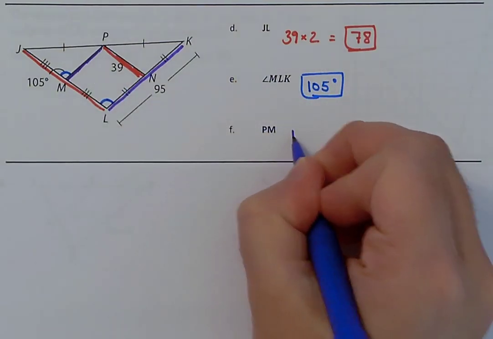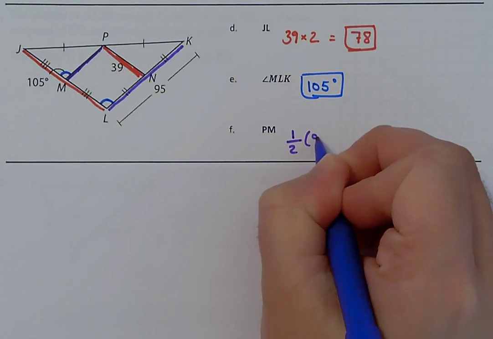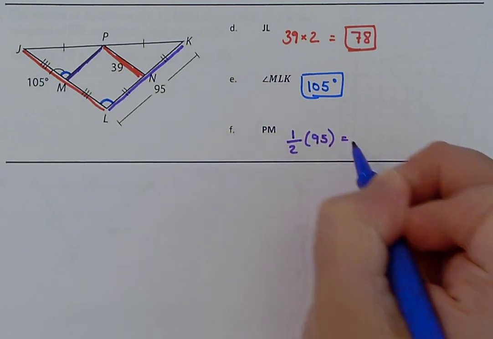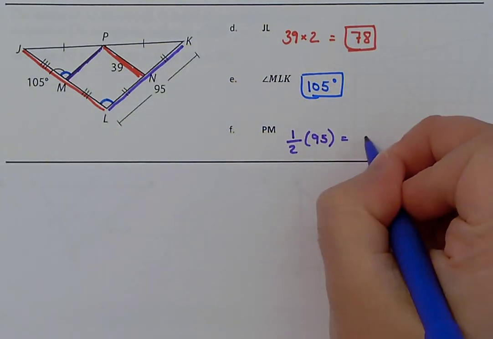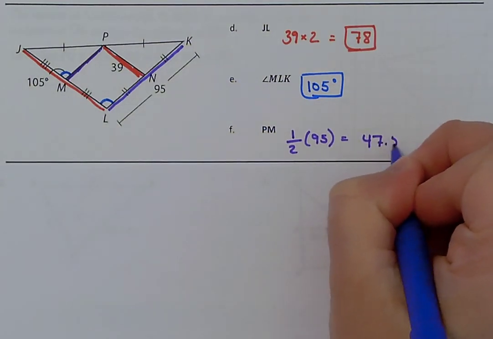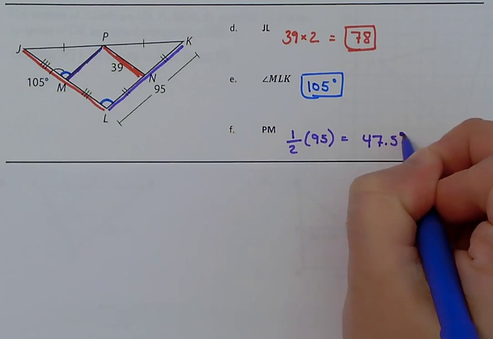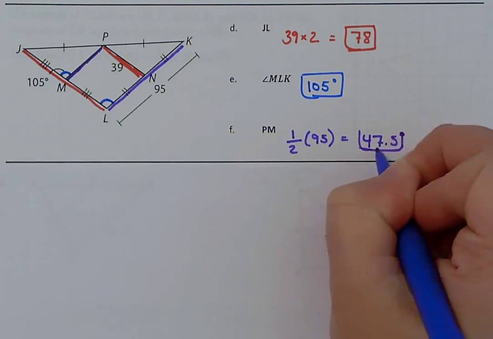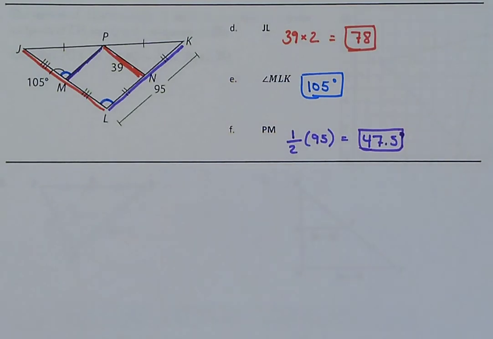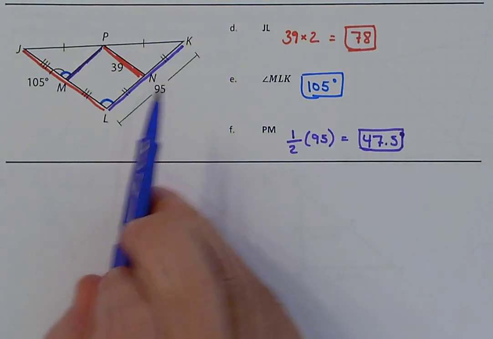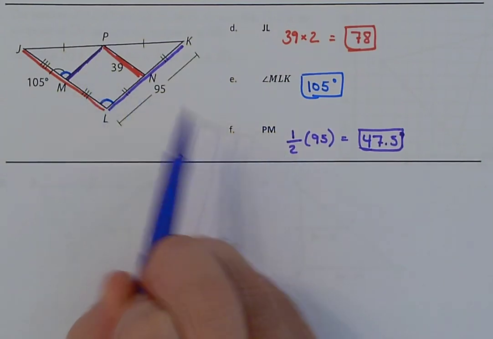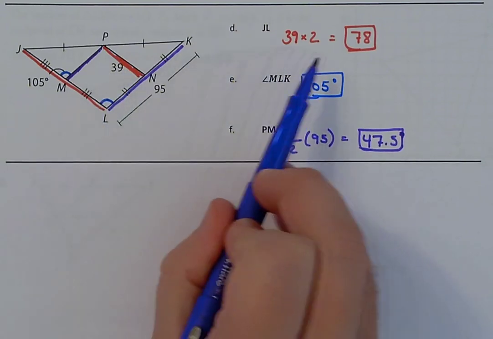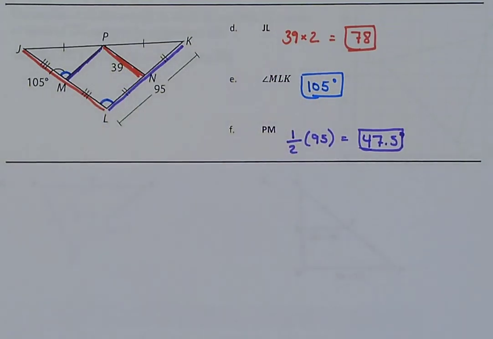So we're going to take 1/2 of 95, and half of 95 is going to be 47.5 for my length of PM. Again, bigger to smaller, we take half or we divide by 2. Smaller to bigger, we multiply by 2.